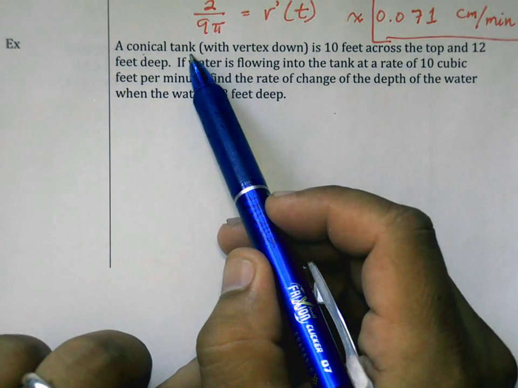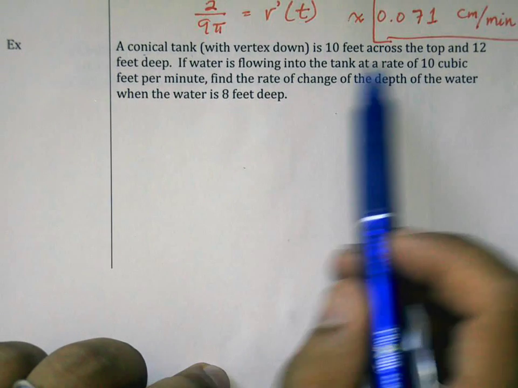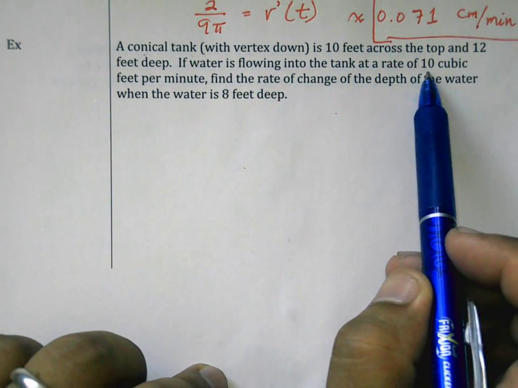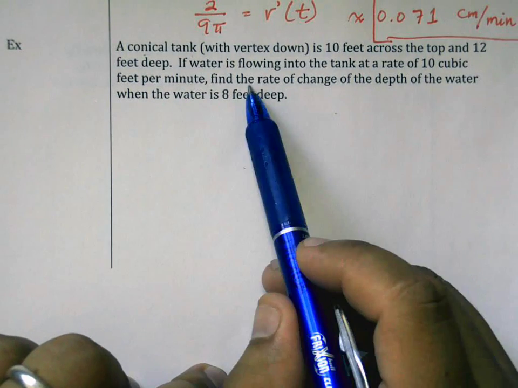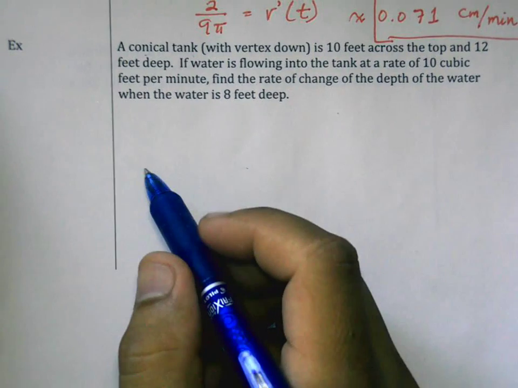A conical tank with vertex down is 10 feet across the top and 12 feet deep. If water is flowing into the tank at a rate of 10 cubic feet per minute, find the rate of change of the depth of the water when the water is 8 feet deep.